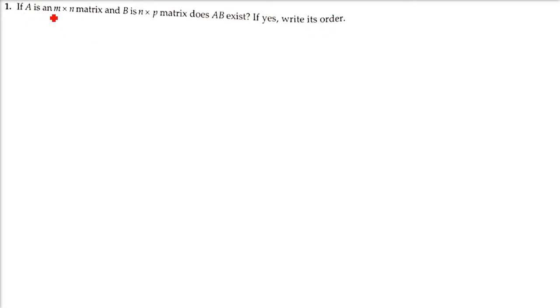If A is an m by n matrix and B is an n by p matrix, does A into B exist? If yes, write the order. The A matrix is given as m cross n, m rows and n columns. The B matrix is n cross p, that is, n rows and p columns.